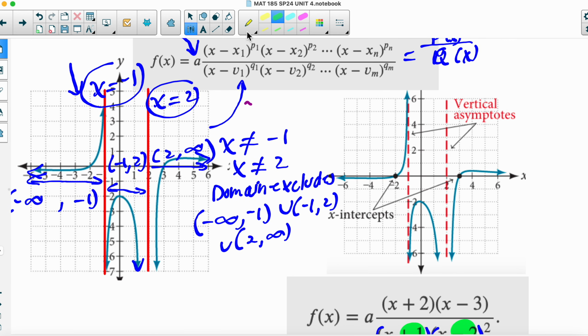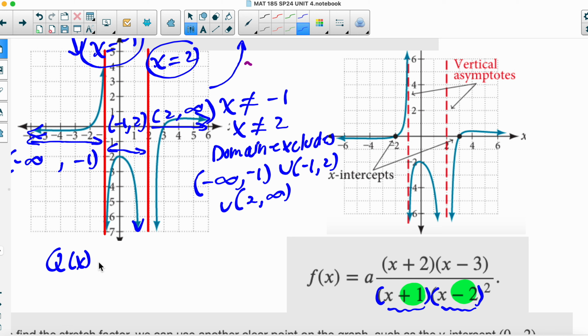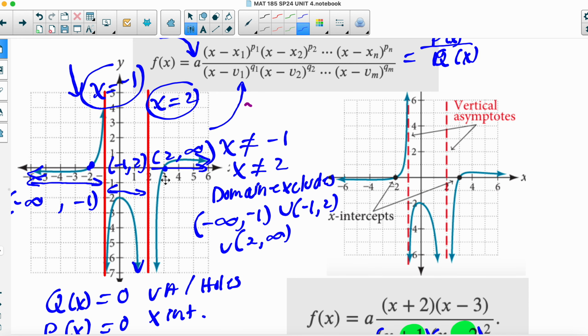All right, we know that our numerator represents where I have intercepts, right? So where q of x, the denominator, equals 0, I have vertical asymptotes and or holes. Where my numerator equals 0, I have x intercepts. Okay, so if I look at my graph here, I have an intercept here, and I have an intercept here. So at the point -2, 0, and at the point 3, 0.